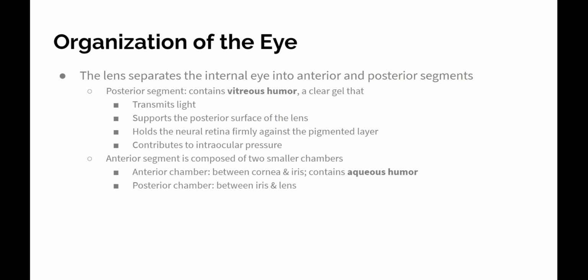The aqueous humor is much less jelly-like than the vitreous humor. You can see it's called aqueous, as in water. It's more watery than the vitreous humor is. The posterior chamber of the anterior segment is the space between the iris and the lens. We'll see what we're talking about here in just a second.